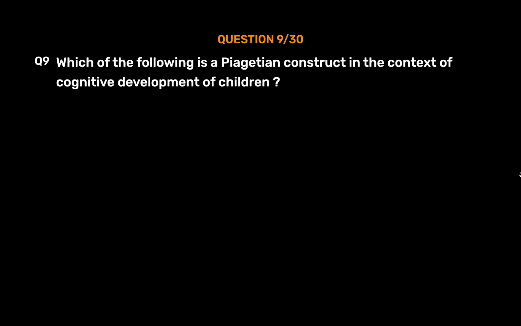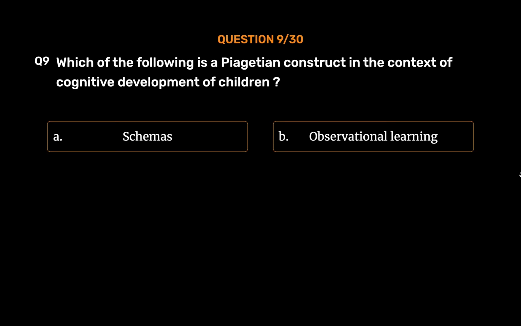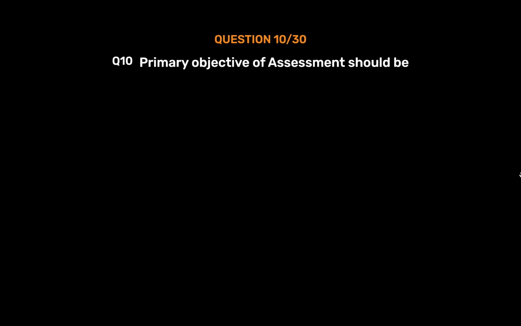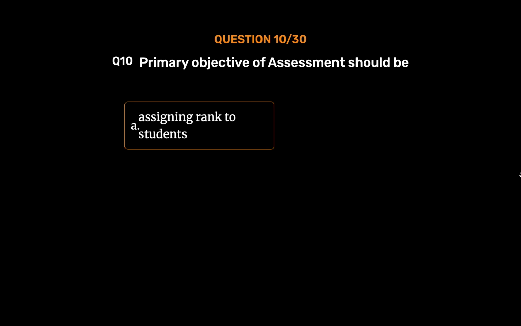Question number 9. Which of the following is a Piagetian construct in the context of cognitive development of children? Option A. Schemas. Option B. Observational learning. Option C. Conditioning. Option D. Reinforcement. The correct answer is Option A. Schemas.